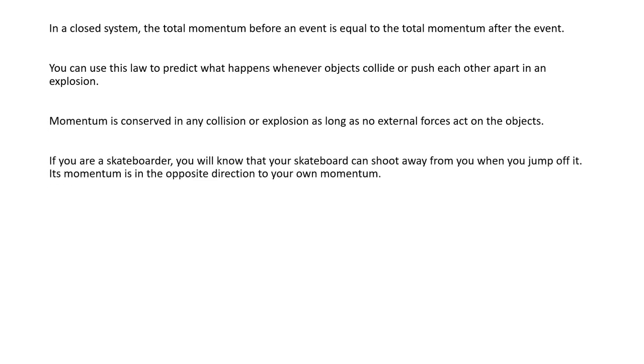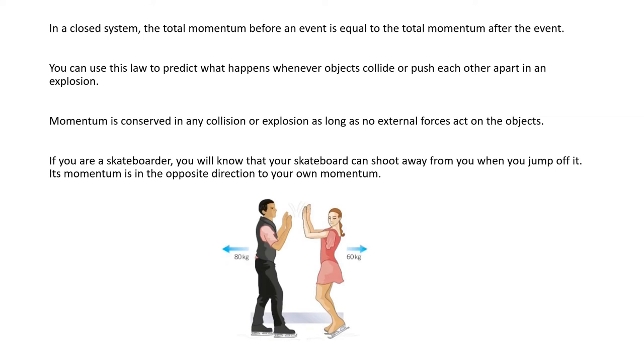Okay, so there are some points that we need to remember, and we're going to use a nice example. If you're a skateboarder, you need to know that your skateboard can shoot away from you when you jump off of it. Its momentum is in the opposite direction to your own momentum. Useful. Now, we've got a nice gender stereotype here. We've got a nice heavy man dressed in black and a nice girl that's significantly lighter dressed in pink. And they both push away from each other. So we need to think that their momentum is equal and opposite to each other.